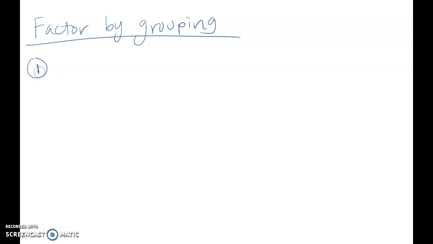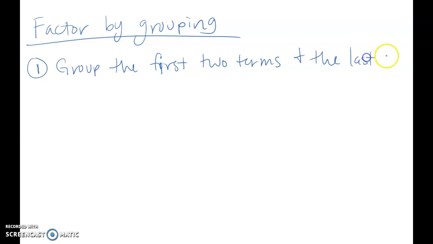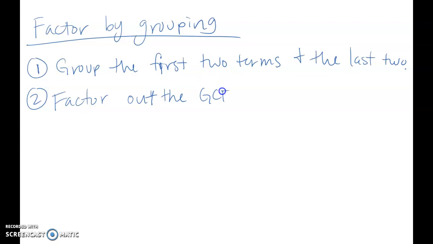So step number 1 is going to be group the first two terms and the last two. Step 2 is going to be to factor out the GCF. So factor out the GCF of each group.